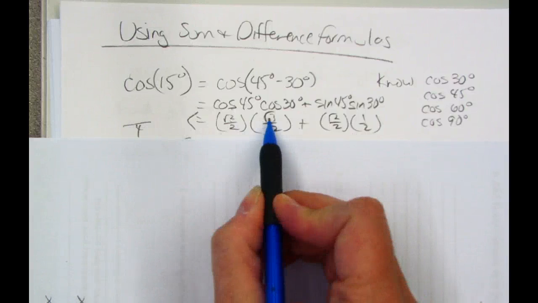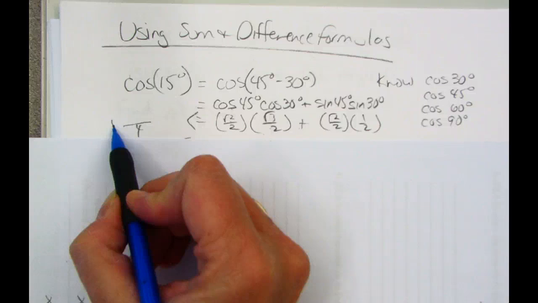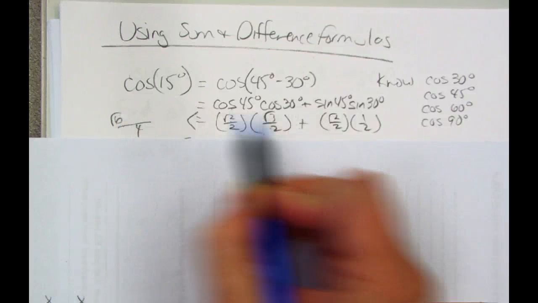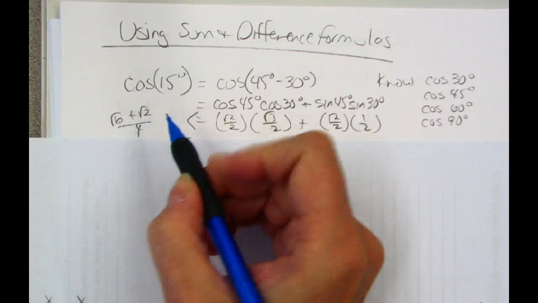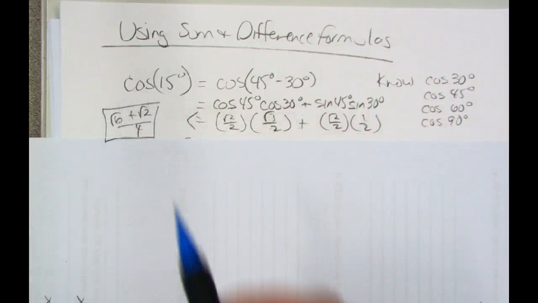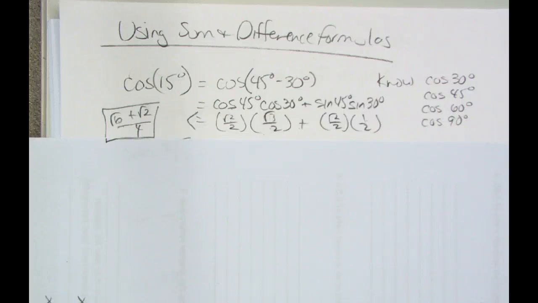I'm going to gather this numerator. Square root of 2 times square root of 3 is square root of 6. Put down my plus. Square root of 2 times square root of 1. And I cannot add those together. That is my done answer. That is cosine of 15 degrees. I will leave it there. Please ask me anything.